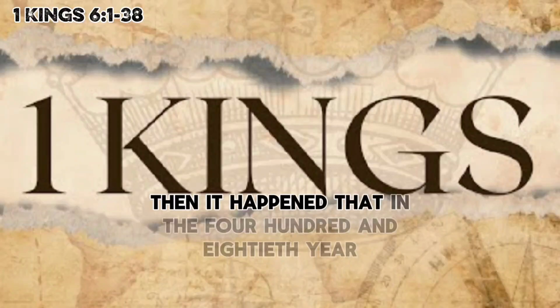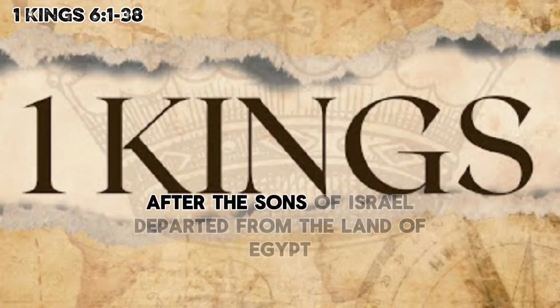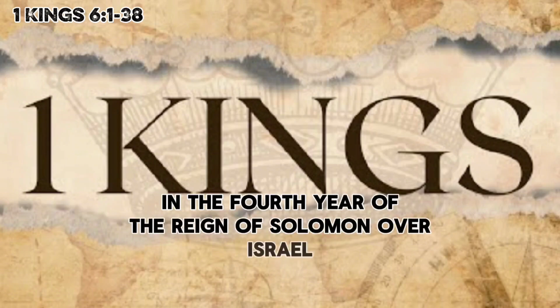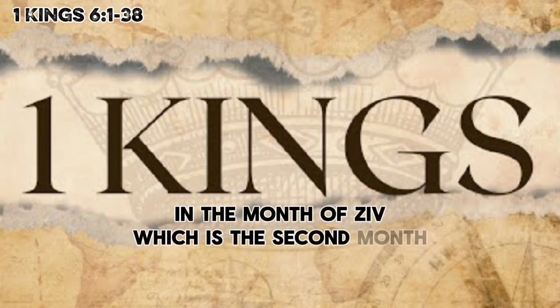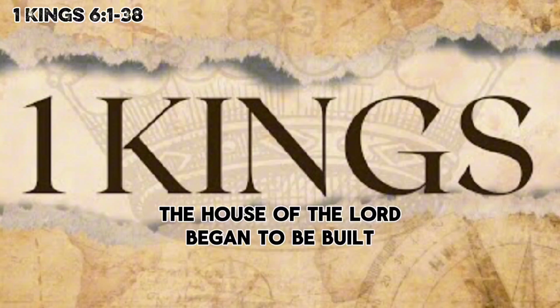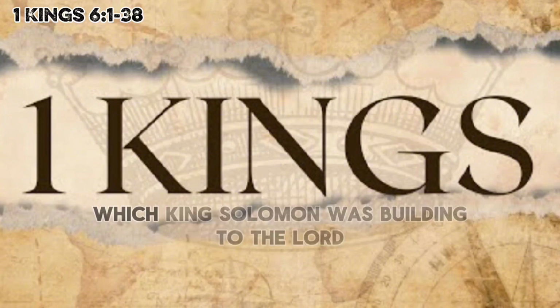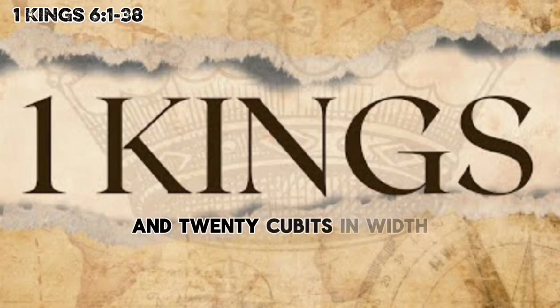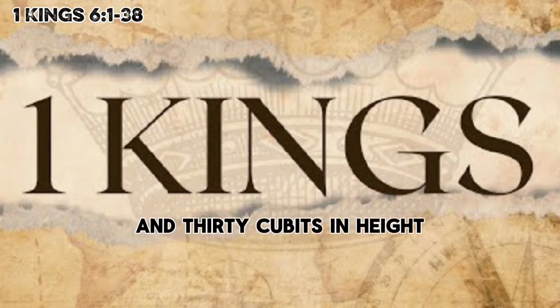Then it happened that, in the 480th year after the sons of Israel departed from the land of Egypt, in the 4th year of the reign of Solomon over Israel, in the month of Ziv, which is the 2nd month, the house of the Lord began to be built. Now the house, which King Solomon was building to the Lord, was 60 cubits in length, and 20 cubits in width, and 30 cubits in height.